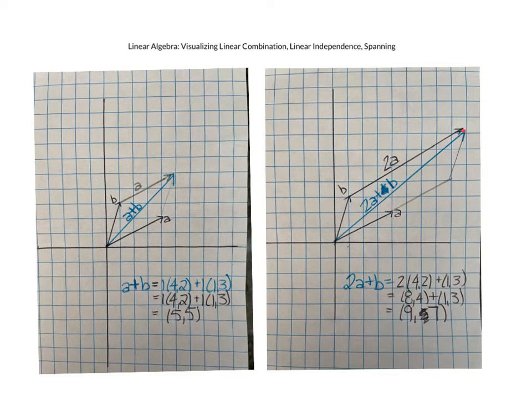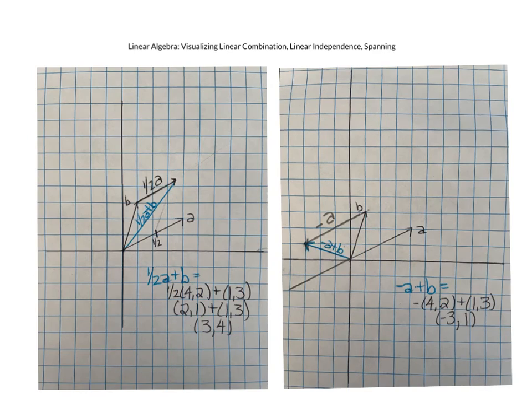Here it is algebraically, and my graph is pretty decent, so I have hit the correct point. Other ways I can scale this, maybe I'm just going to take half of a, this half vector, move it up, and I get 1/2 a plus b. Here it is algebraically. And then last, just to be a little bit complete, I can take negative a. So here's a, I have negative a, which points in the opposite direction, or (-4, -2). I move this vector up to the head of b, and I get negative a plus b, and here it is calculated algebraically.